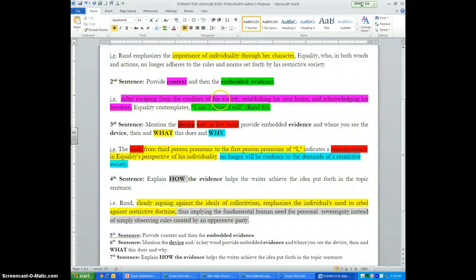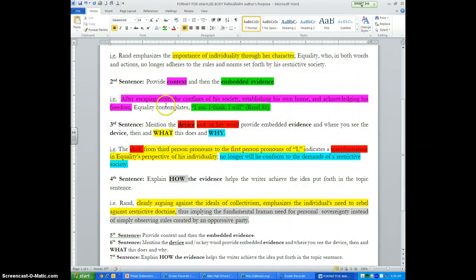After first escaping from the confines of society, establishing his own home, and acknowledging his freedom, Equality contemplates, "I think, I am, I think, I will" (Rand 81). Okay, so let's look at some things that I did well. You'll notice the parallel structure I used with the escaping, establishing, and acknowledging. That's just good writing.